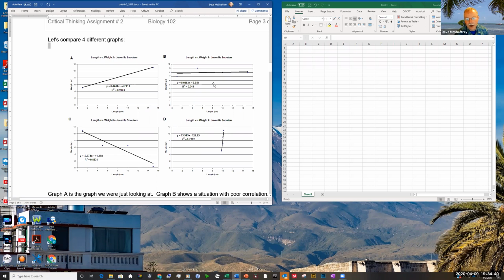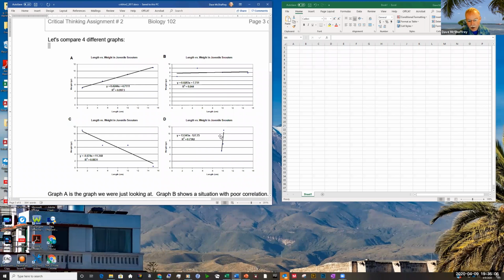If we look at graph B, for instance, we see there's a relationship. It's not a very good model. That's what the R squared value says. And it doesn't tell us a whole lot, because basically, if a snouter is 1 centimeter long, or if it's 15 centimeters long, it's going to weigh somewhere between 7 and 9 grams. So knowing how long it is doesn't really tell us how much it's going to weigh, okay? Because it has a very flat slope.